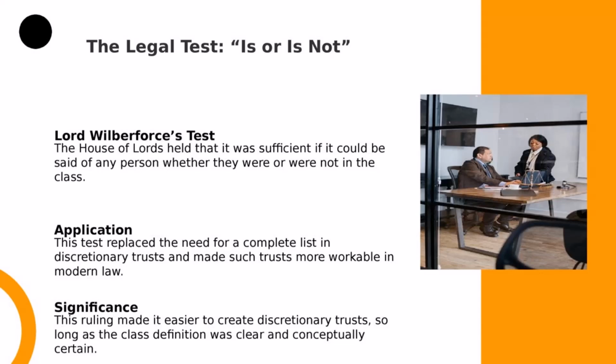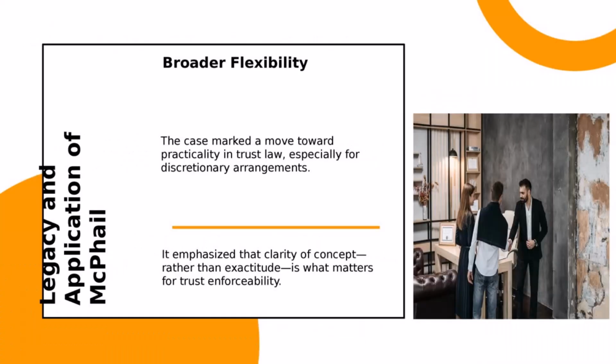And as long as you use the correct words, which we're going to show you later, you can see that the class definition is very clear and conceptually certain. So again, we cover the certainty of objects in our three certainties. As I just said, it gives you a lot more flexibility.